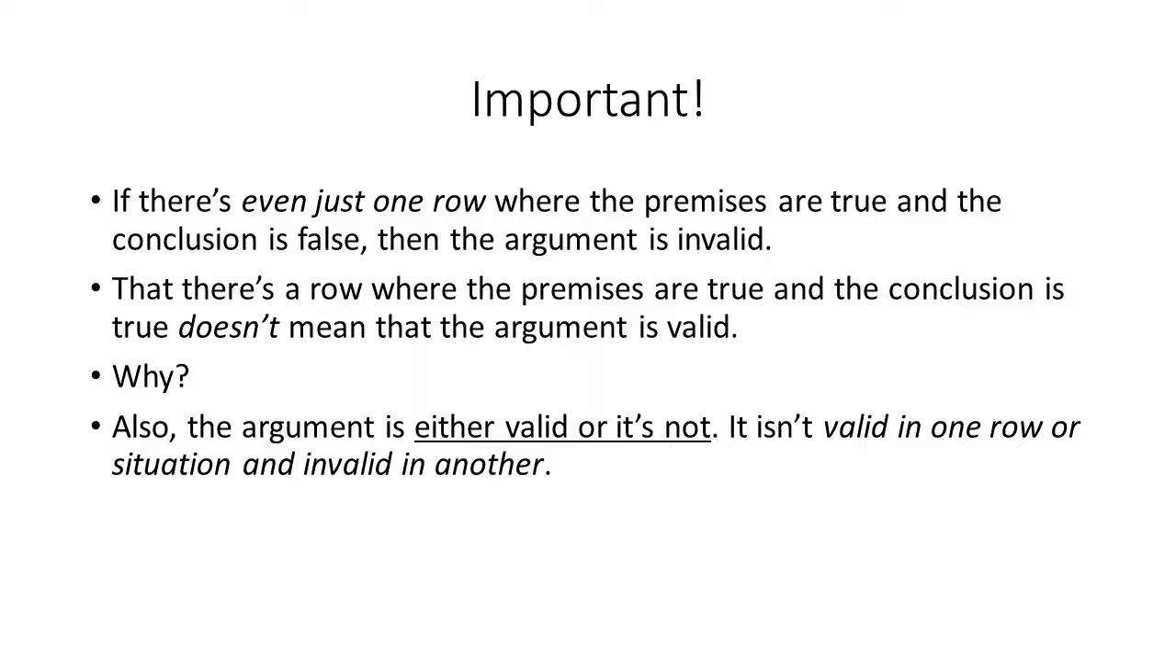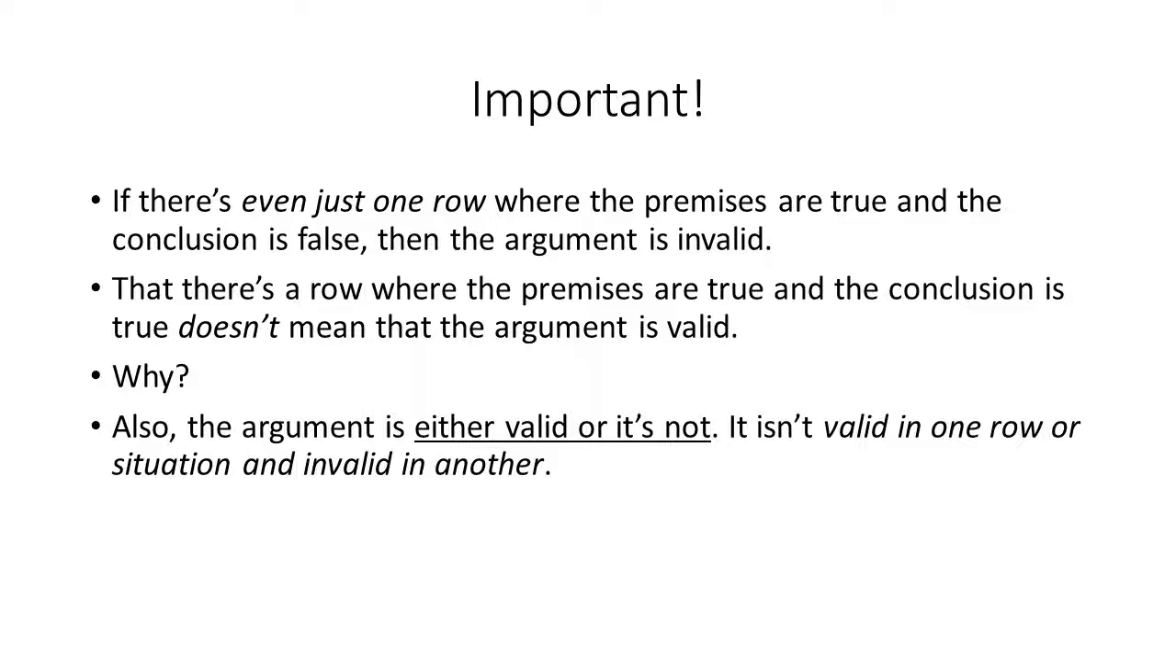Here's another thing that's important. The argument is either valid or it's not. It's not valid in one row or situation and invalid in another. So validity or invalidity, as the case may be, is a property of the entire truth table. The truth table shows us all of the possibilities, each row representing a different possibility. So if there's any one row where the premises are true and the conclusion is false, the argument's just invalid.